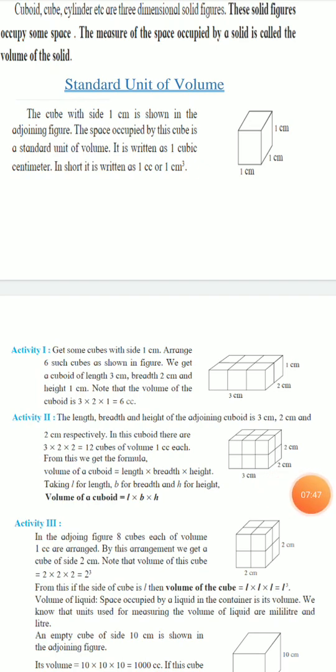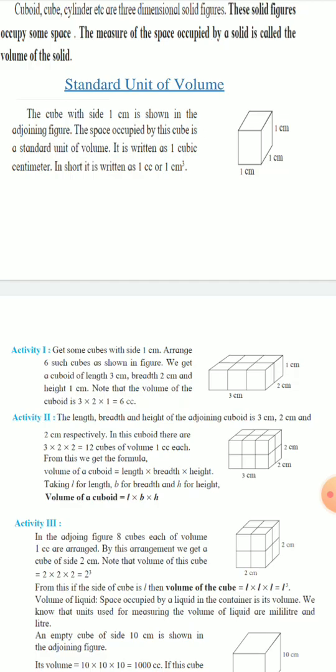In the first activity, I'm going to arrange 6 cubes in such a way, as shown in the figure, that I get a length of 3 centimeter, width of 2 centimeter, and height of 1 centimeter. As shown in the adjacent figure, I arrange a total of 6 cubes one after another, so that the total length becomes 3 centimeter, width 2 centimeter, and height 1 centimeter. So now it becomes a cuboid, isn't it? In order to calculate the volume of a cuboid, the basic simple formula is length into width into height. So 3 centimeter into 2 centimeter into 1 centimeter becomes 6 centimeter cube, or we can say 6 cc.